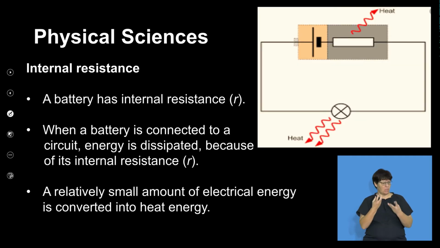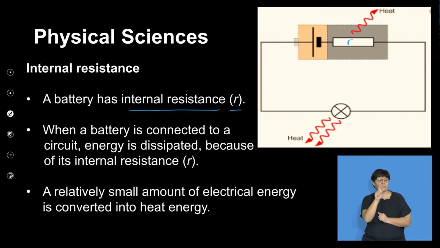Now what are we saying? A battery has some internal resistance. As you can see, that is inside the battery. So there is some small resistance inside the battery. Take note of the symbol of the internal resistance, small letter r. So what does that mean?